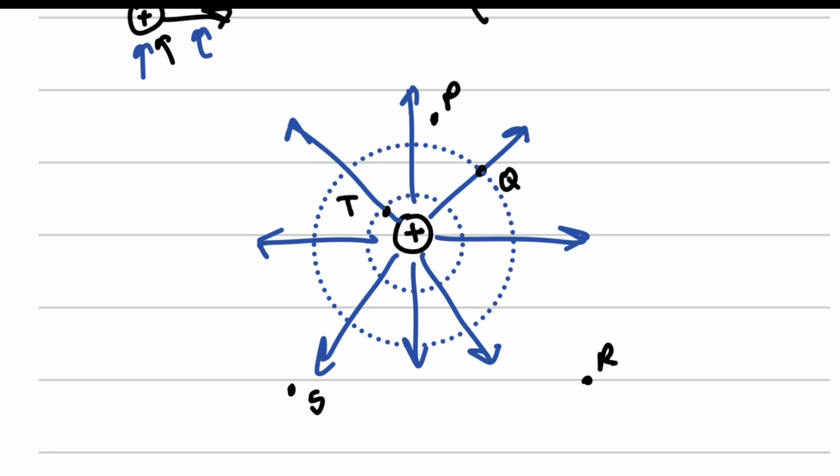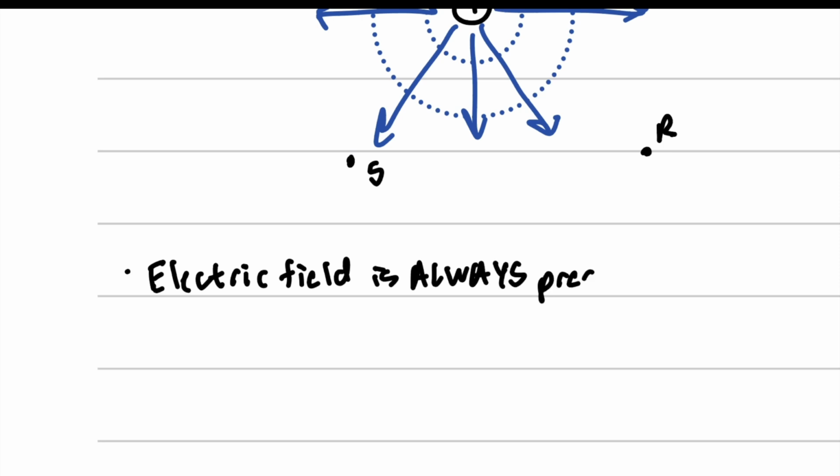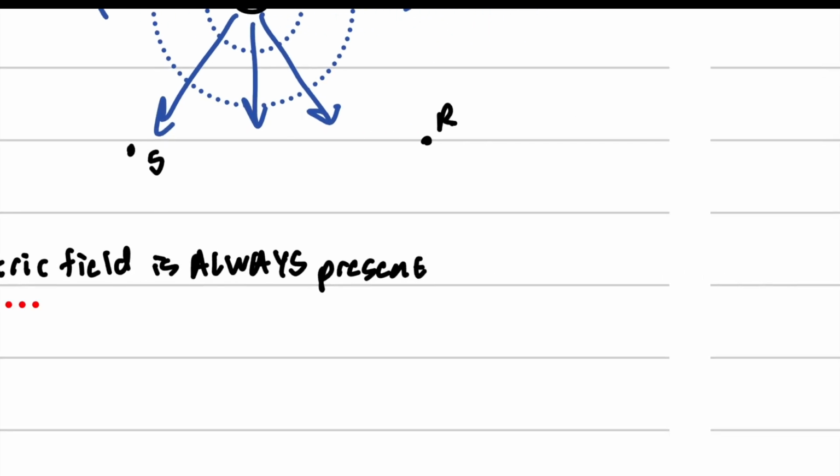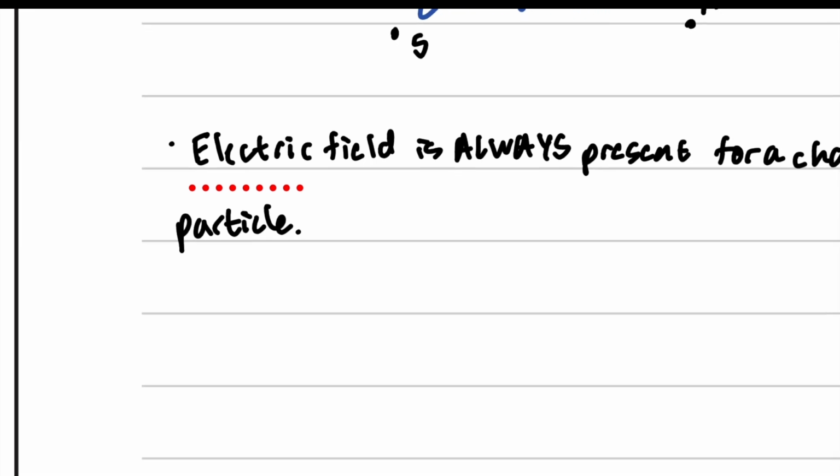So number one, the electric field is always present for a charged particle. Even if there's nothing that it's acting on, you can still calculate the electric field. Another thing is the electric field is a vector, so it has a direction and a magnitude.